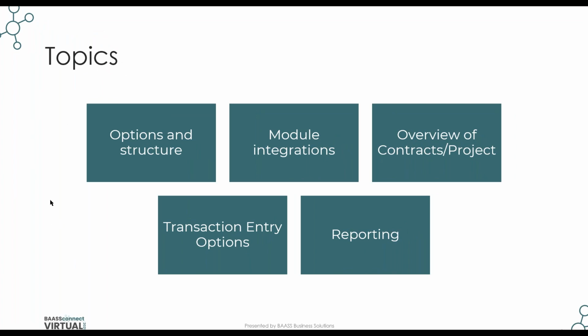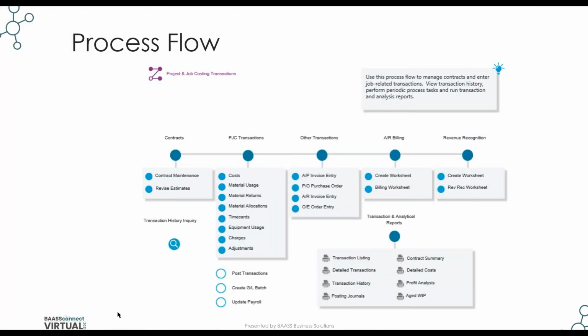So the topics today, we're going to cover the options and the structure. We're going to cover the modules that are integrated. We're going to do an overview of a contract, projects, and a little bit about transaction entry options and reporting. It's a very large range of things that we can cover in job costs. So this is really a Reader's Digest.